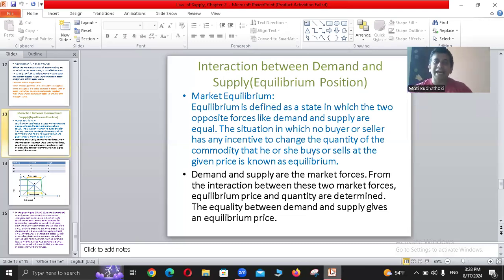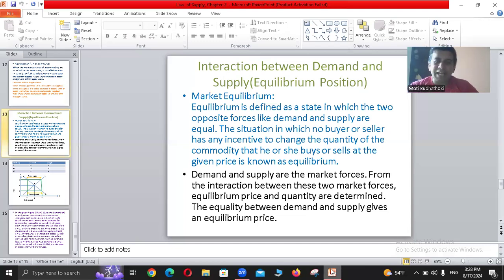Equilibrium means that type of situation where both suppliers and consumers, producers, are satisfied at one point where the price is determined, where the level of supply and level of demand meet at a single point. That single point where two curves intersect each other is called the point of equilibrium.